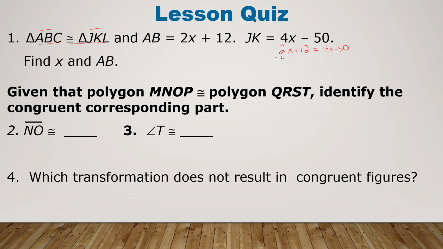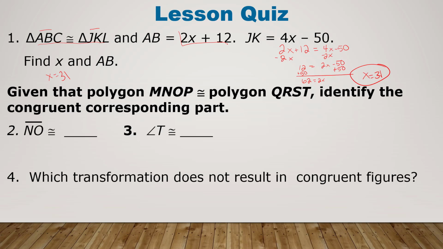So we can solve for x by subtracting 2x from both sides. 12 is equal to 2x minus 50. We'll add 50 to both sides. 62 is equal to 2x. And then lastly, we'll divide by 2. So x is then going to be equal to 31. Now that was part of our answer. x equals 31. Next, it said to find AB.